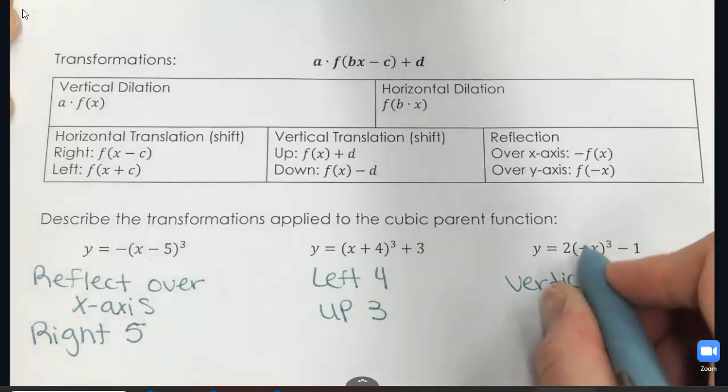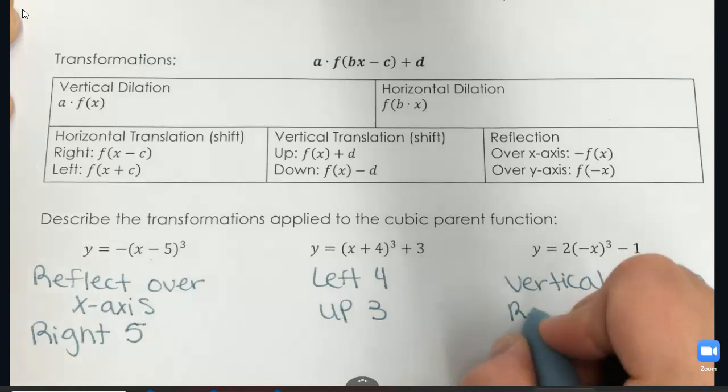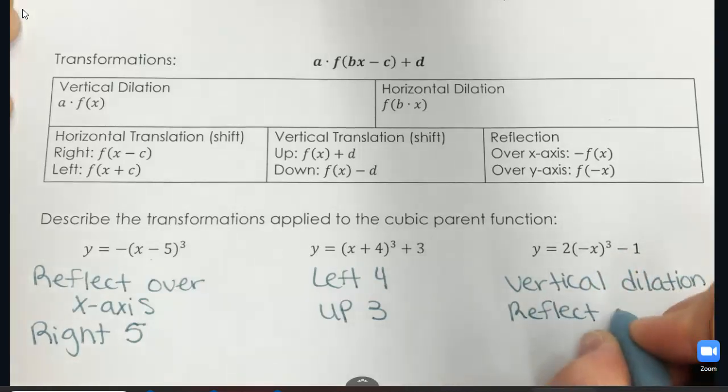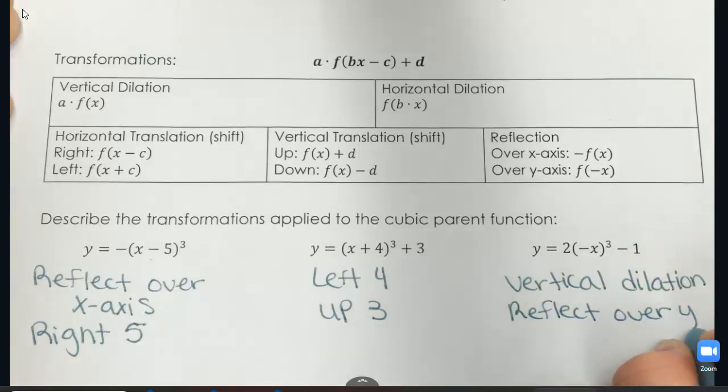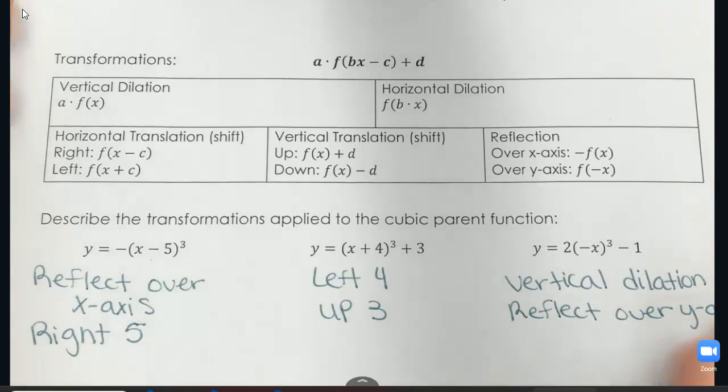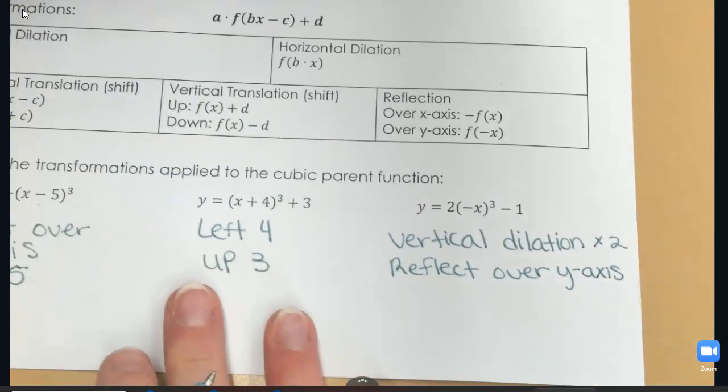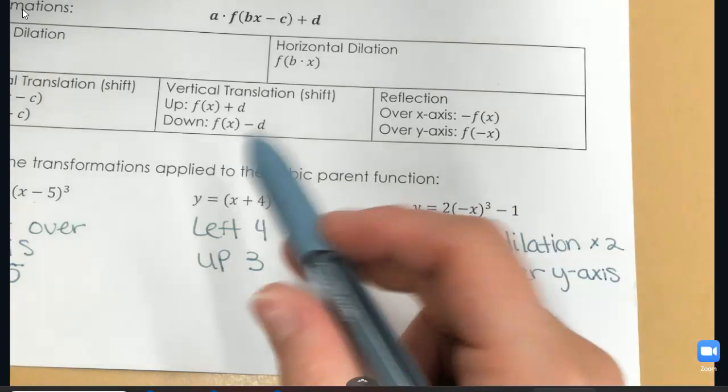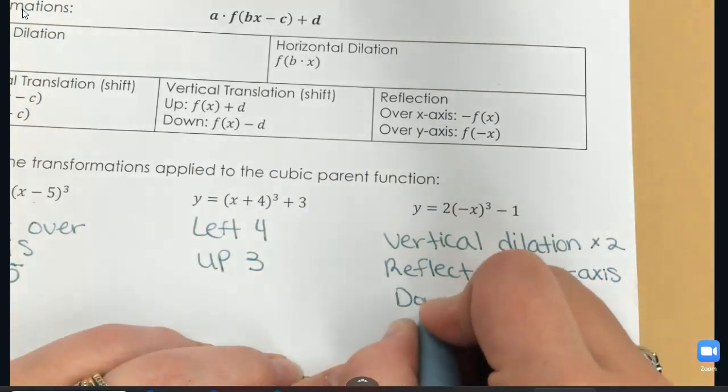The negative on the inside tells me that we are reflecting over the y-axis. And then that last minus 1 on the outside tells us that we are going down 1.